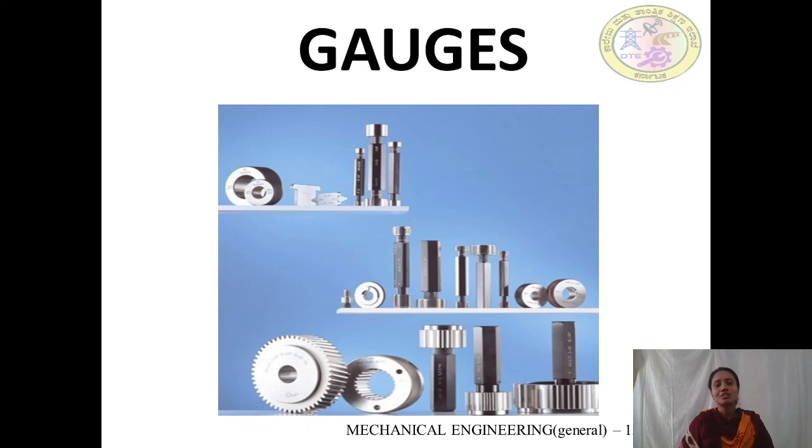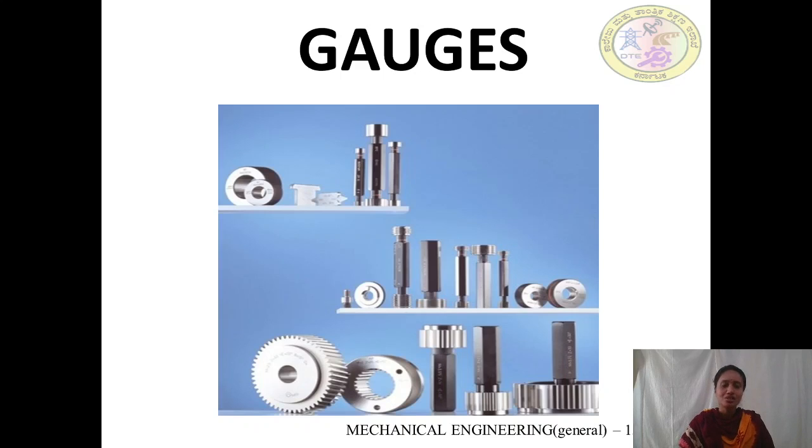Gauges are nothing but inspection tools used to check the dimensions of the manufactured components. Gauges don't record any dimensions. They have no scale. So these are inspection tools. We can only check the dimensions; we cannot measure the dimensions using gauges.